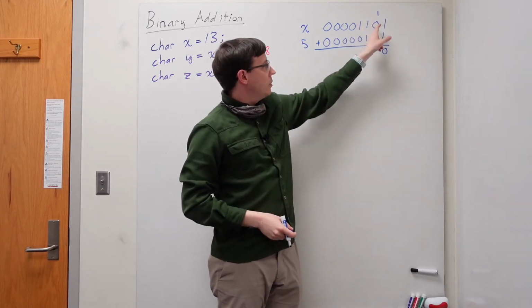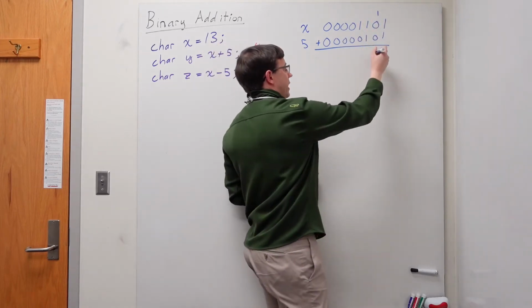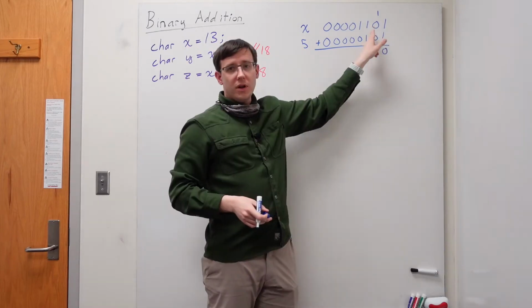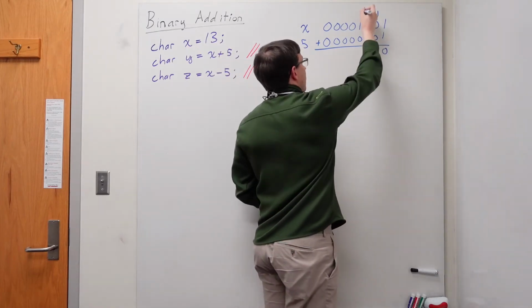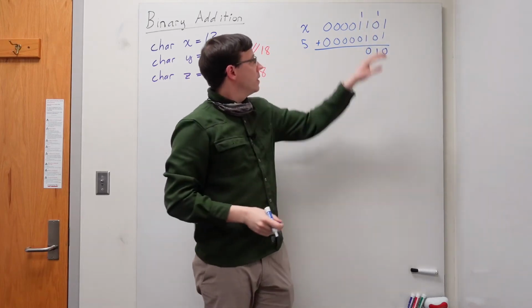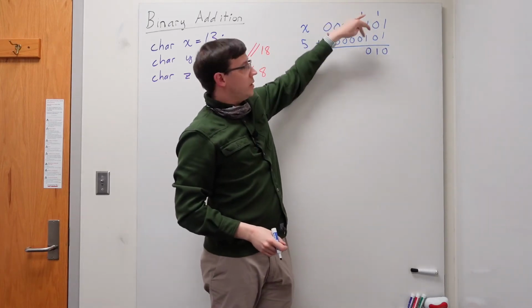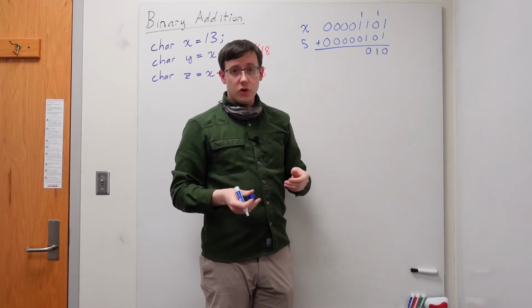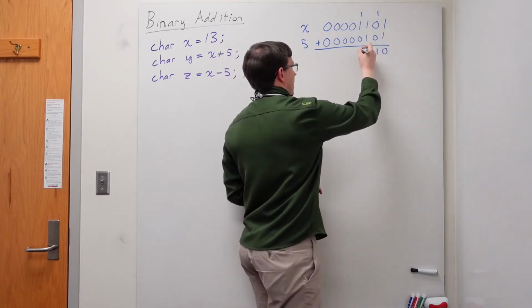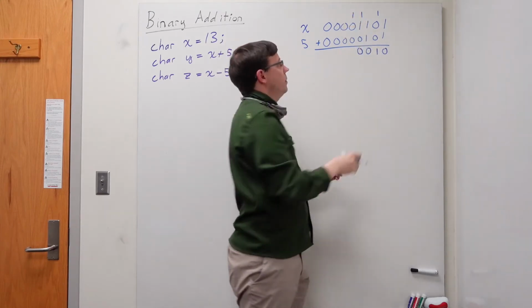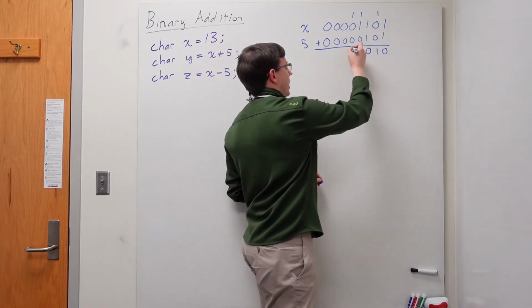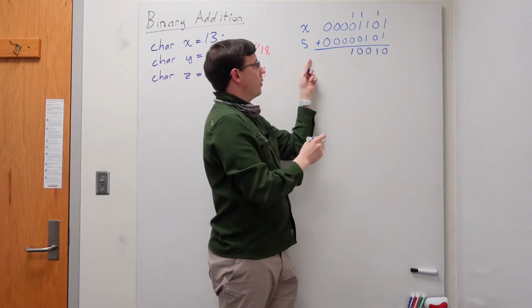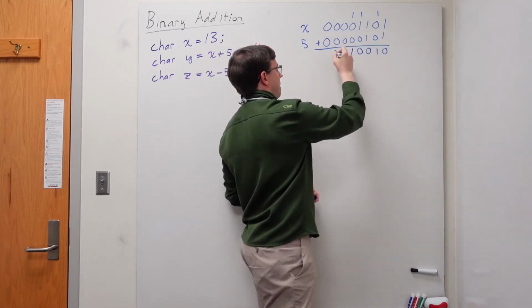Now we have 1 plus 0, so we get a 1. 1 plus 1 is 2, so again, we write down the 0 and carry the 1. And 1 plus 0 is 2, so we write down the 0 and carry the 1. 1 plus 0 gives us 1, so we have no carry, and the rest of the way we'll get zeros.